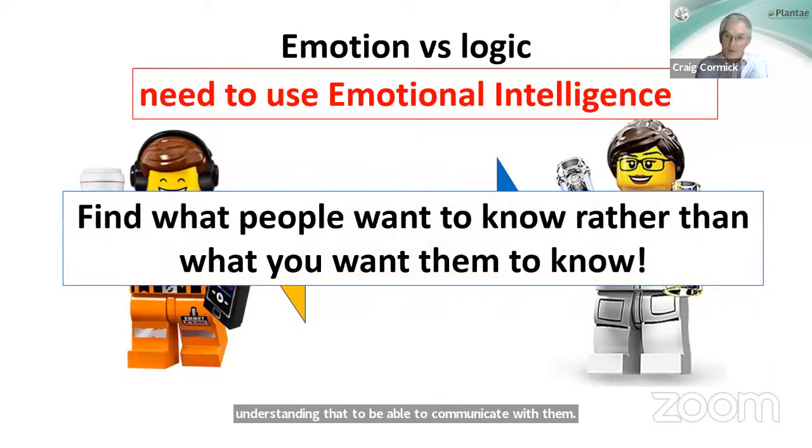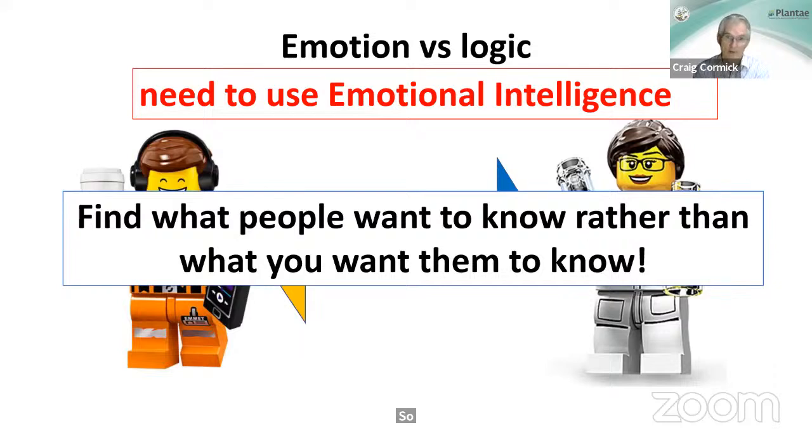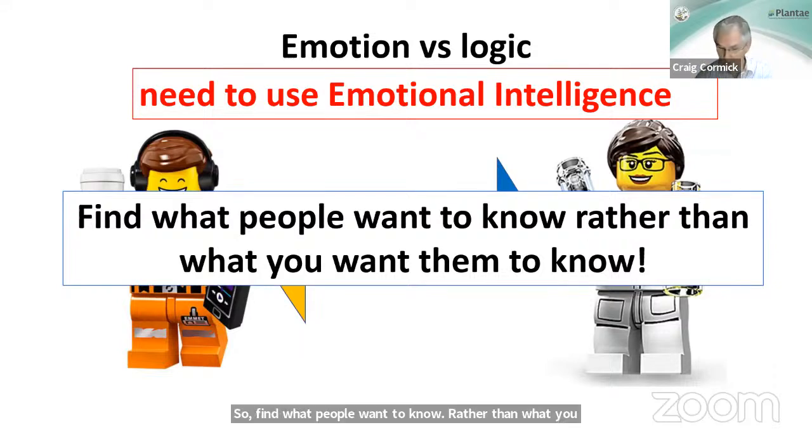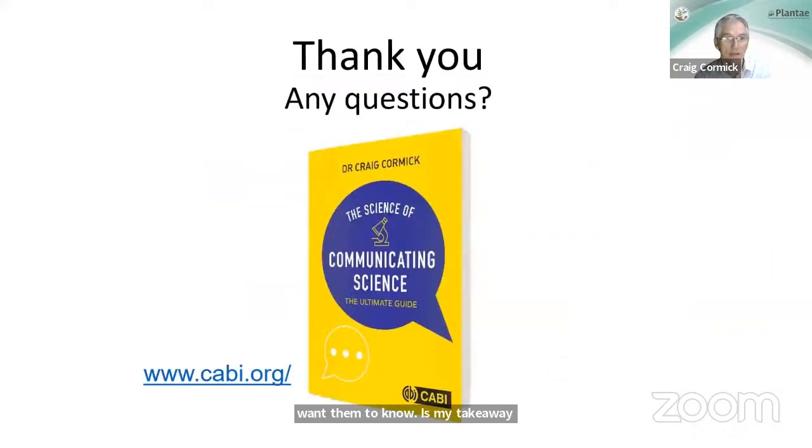So find what people want to know rather than what you want them to know, is my takeaway message for everybody. And if anybody's interested in following up, I have a book on this that's collected all the reams of social data on communication and boiled it down into a plain speak book called The Science of Communicating Science, which is a very easy read. It takes hundreds of academic pages and boils them down into plain English. And thank you. Are there any questions?